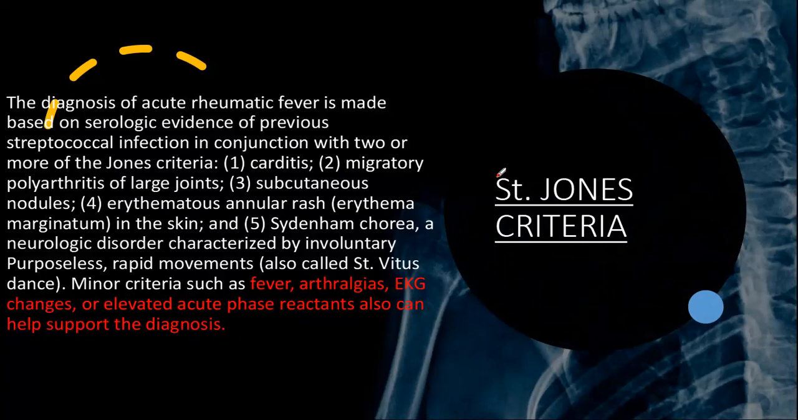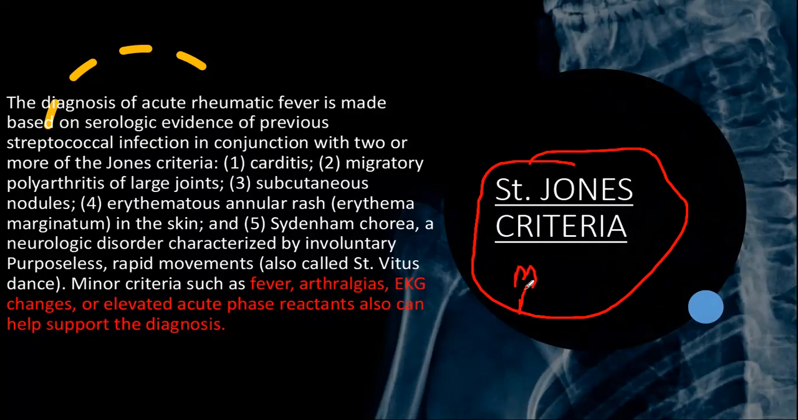Now, St. John's criteria. I need you to understand the St. John's criteria, okay? So St. John's criteria has major criteria and minor criteria, and to make a conclusive diagnosis, you must have supporting evidence of a preceding streptococcal infection.